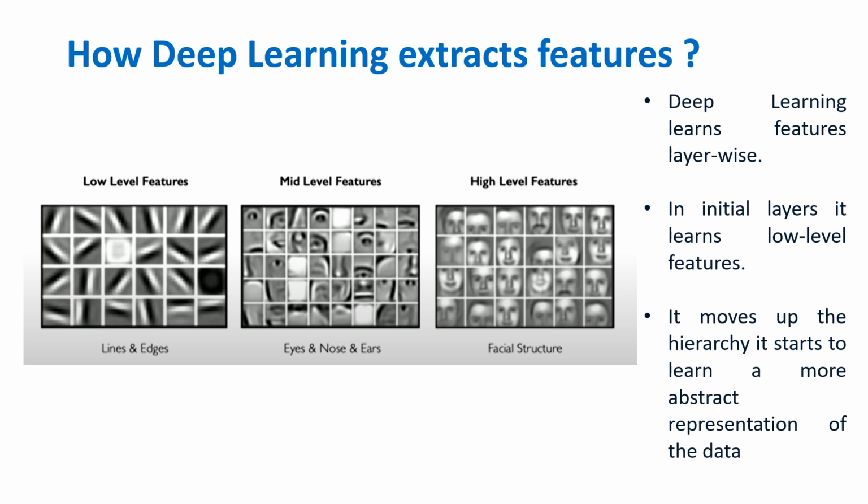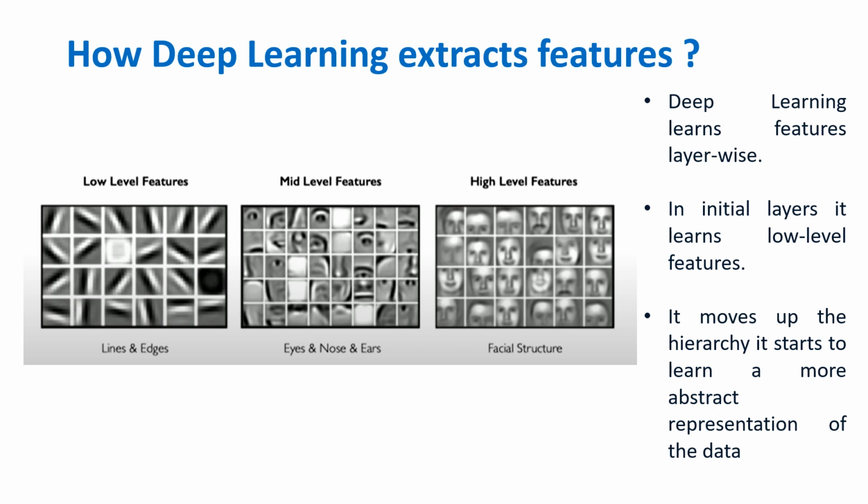So for instance, we see an image here. This is for a face recognition task. Let's say we are given a bunch of images and we are supposed to build a face recognition system. Then how does the deep learning algorithm understand or extract the features out of the images given to it?